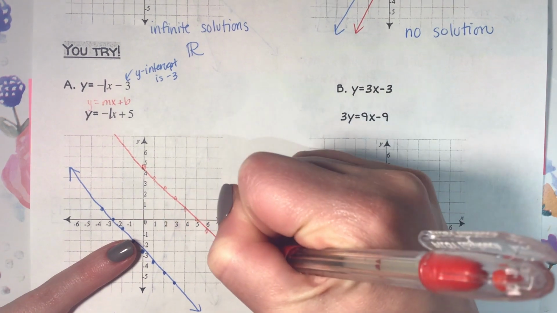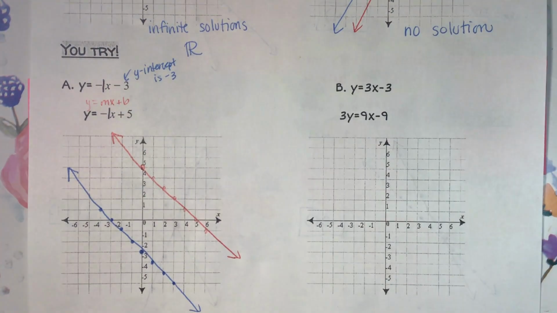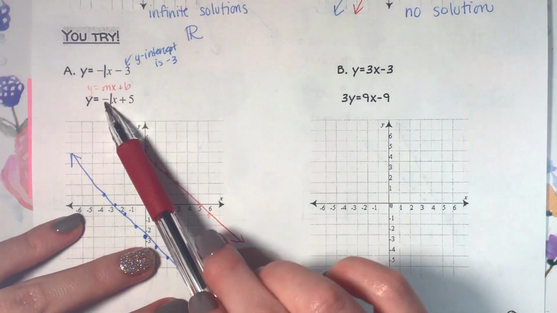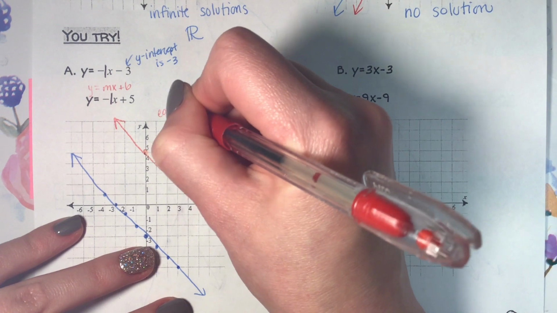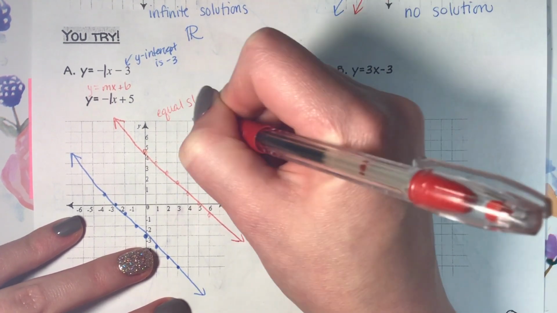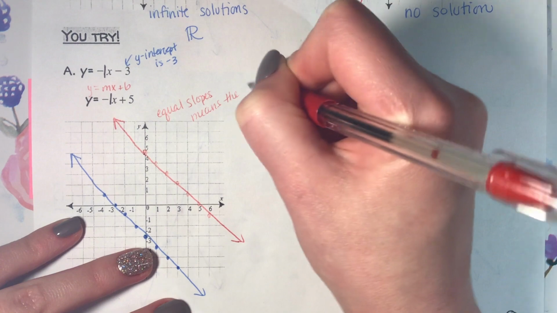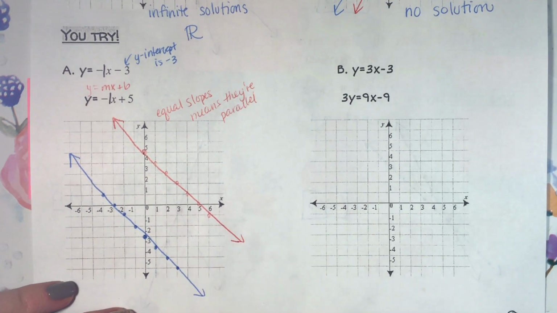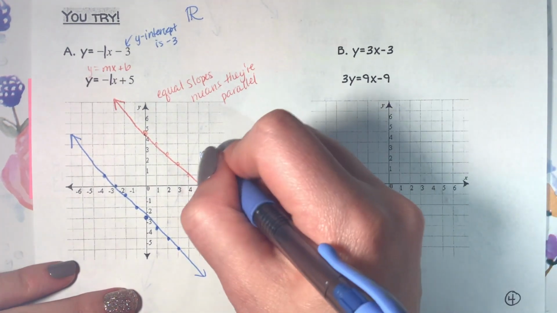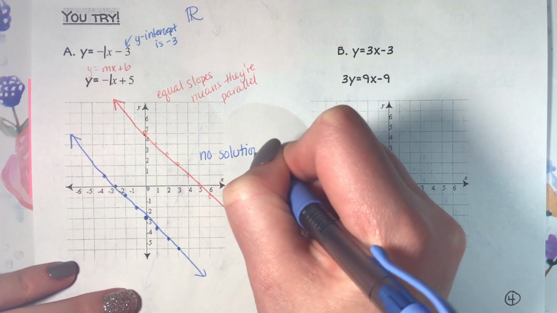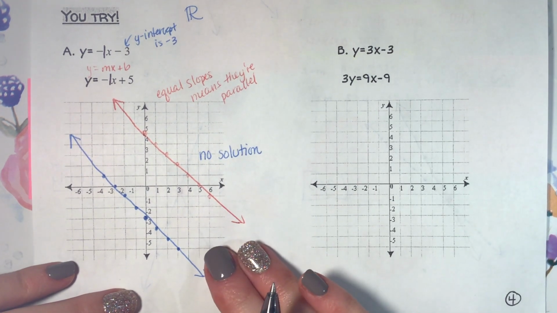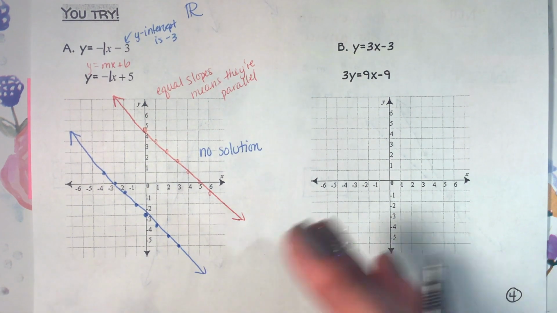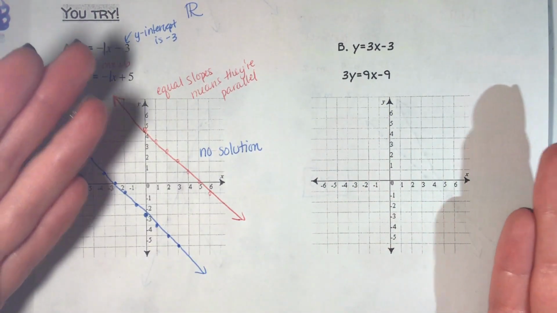When I do that, notice how these lines are going in the same exact direction. They have equal slopes. So we know equal slopes means they're parallel. Therefore, there is no solution to this problem. The reason there is no solution is because they do not intersect. And when lines do not intersect, they do not have a solution to the system.